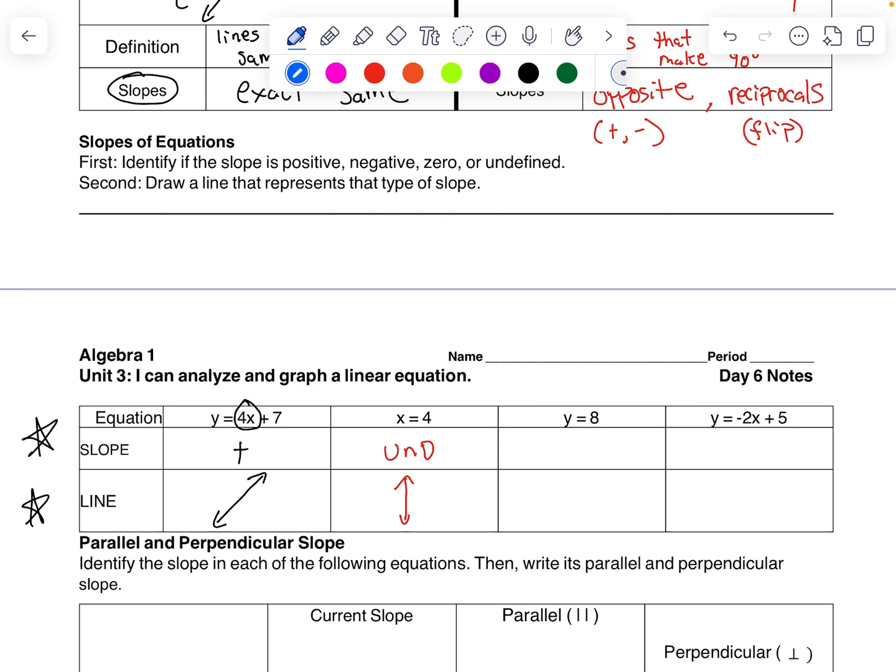Okay, next one, y equals 8. Well, there is no x after the equal sign, so the slope is 0. And with a 0 slope, the line is horizontal, side to side.